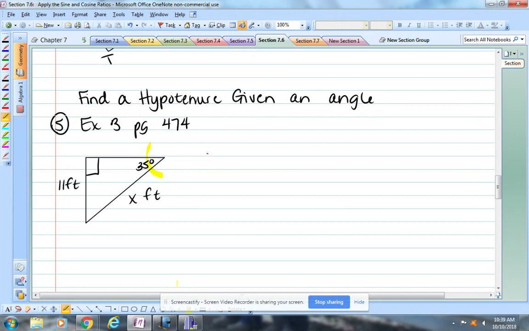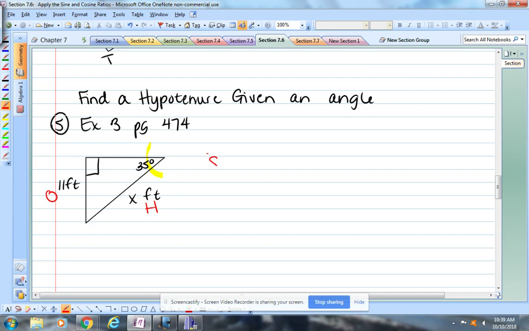So we're finding x. What is x's relationship to the 35 degree angle? It's actually the hypotenuse of the whole triangle, right? And what's the 11 feet's relationship to the 35 degree? Opposite. So what are we going to use, sine, cosine, or tangent, if we have opposite and hypotenuse? Sine. So you have to determine the relationship between the one you're trying to find and the angle they give you, to determine if you need sine, cosine, or tangent, because it's not going to tell you which one to use.